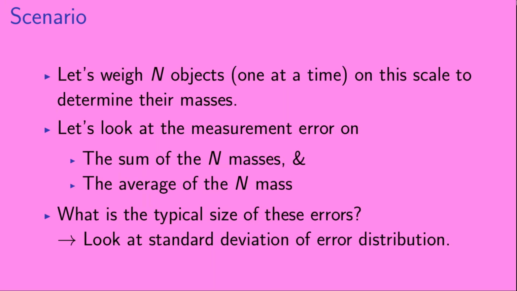Okay, so let's say that we weigh n objects, always one at a time, on this scale in order to determine their masses, and we're interested in looking at the measurement error on two quantities. One, the sum of the n masses, and two, the average of the n masses. And what we want to know is, what is the typical size of these errors? In order to get that, we're going to look at the standard deviation of the error distribution.